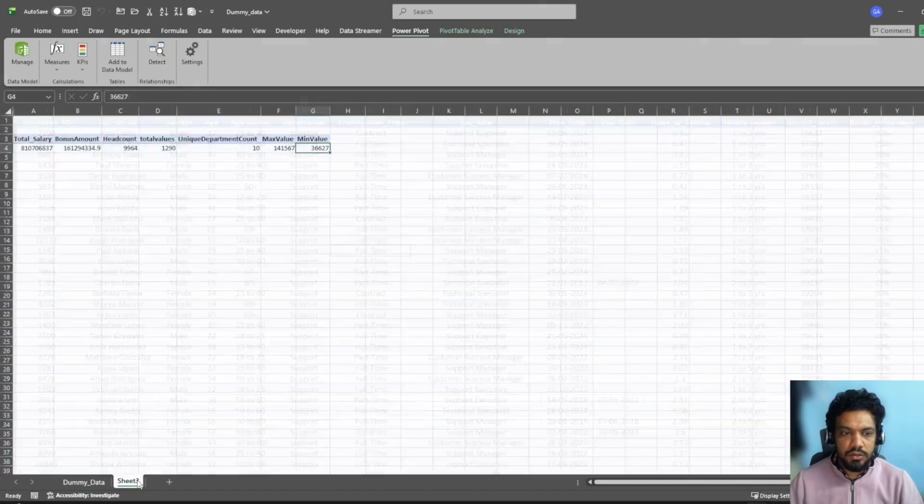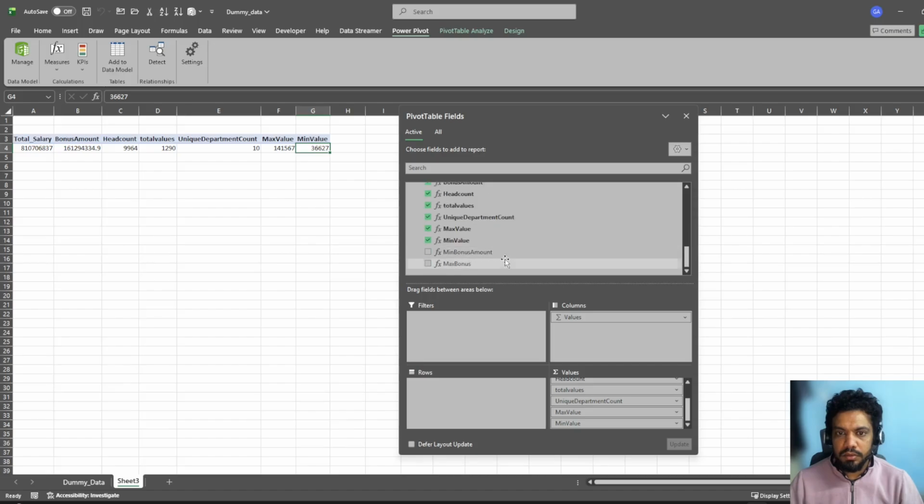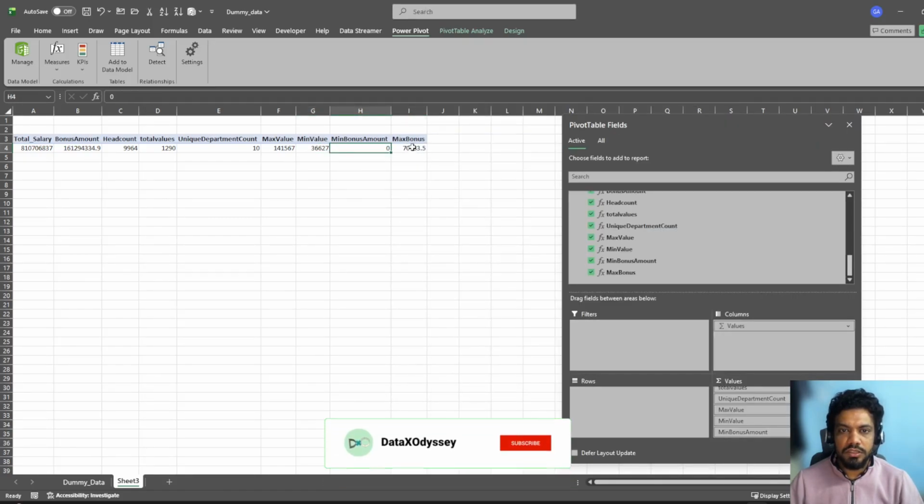and then it will give us the maximum bonus for that person. So let's put that into the pivot table, minimum bonus amount and maximum bonus amount. If you see, minimum bonus amount is 0 and maximum bonus amount is 70,000, and that's it.